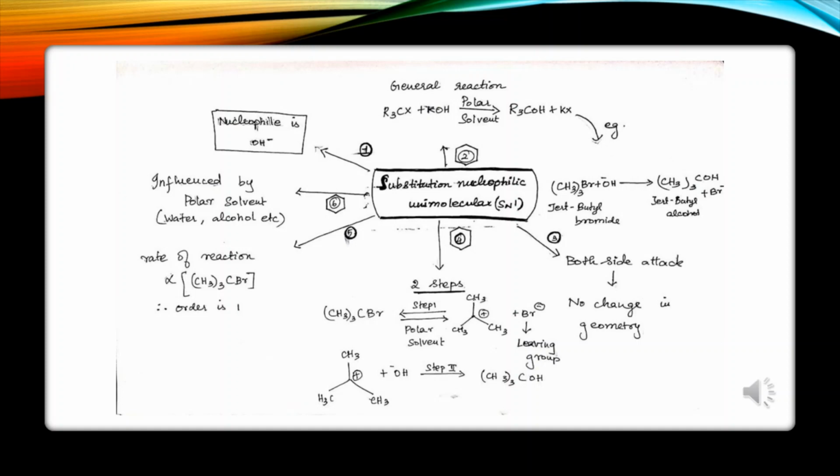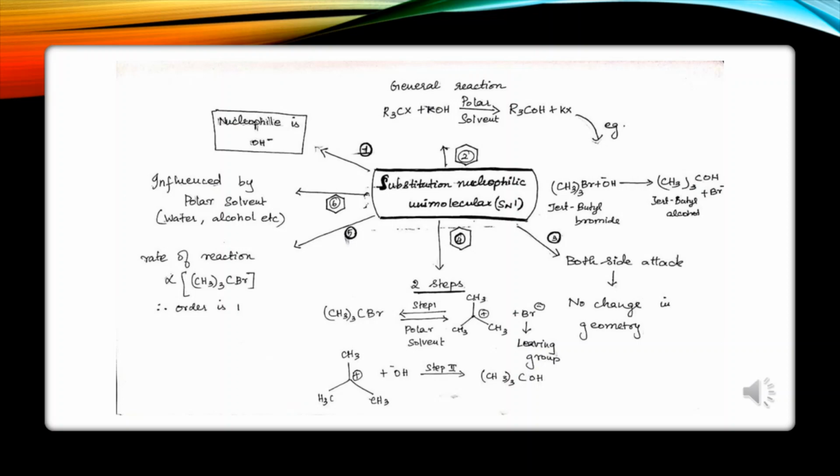I have given an example here. The tertiary butyl bromide, when reacted with the nucleophile OH minus, forms tertiary butyl alcohol and a bromide anion. Here the bromide anion, that is Br minus, is the leaving group. In the SN1 reaction, both side attack happens. Therefore, there is no change in geometry.